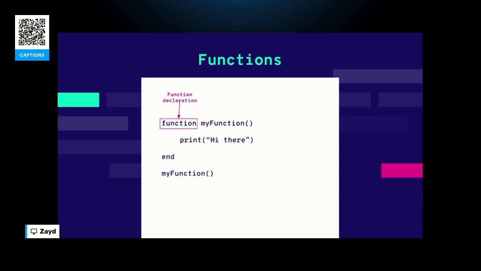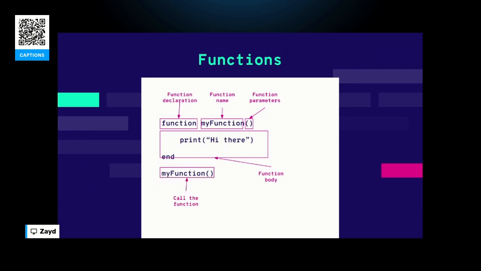We declared that this is a function using the term function. We name our function next. In this case, I named it my function. And we can pass in parameters to this function, like a number or instance. In this case, I just left it blank since we were just printing hi there. We put the code that we want to run in the function's body. In this case, it's just the print statement with hi there. And after we create our function, we have to call the function so it runs. And so when you call my function, it will run the print statement hi there.